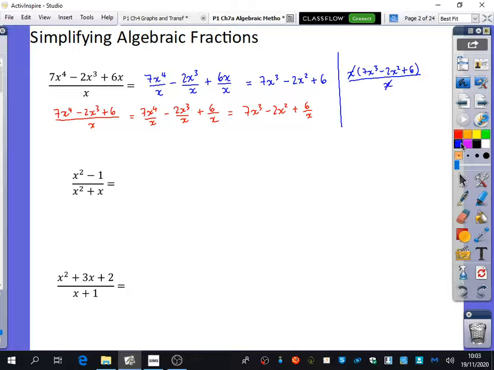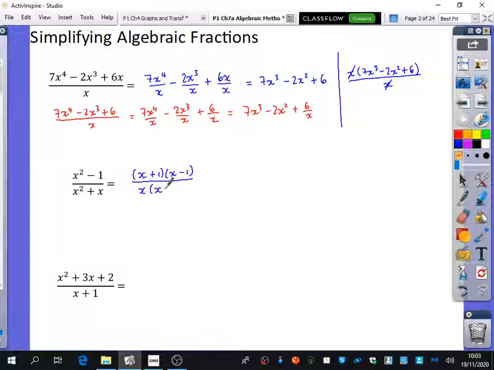Khadija? Good, the difference of two squares. Okay, we have the difference of two squares here. This is going to factorise into x plus 1, x minus 1. And also, factorising is going to be your best friend in this topic. What can I do to the denominator?